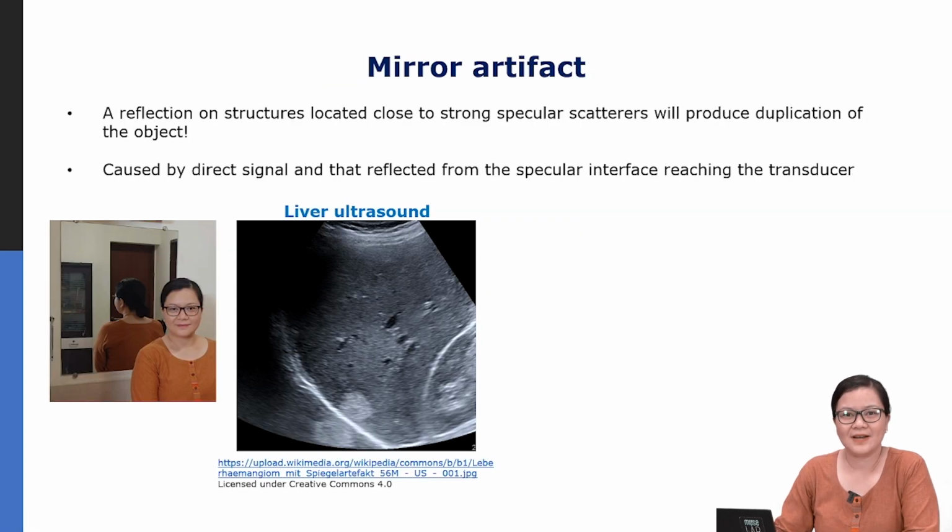Okay, the next artifact is the mirror artifact. How this happens is that a reflection from structures located close to strong specular scatterers can produce a duplication of the object in the image.